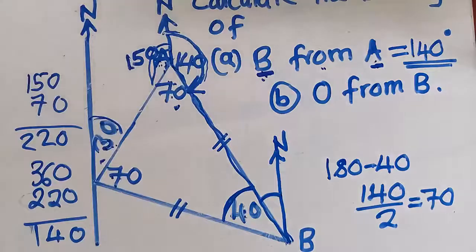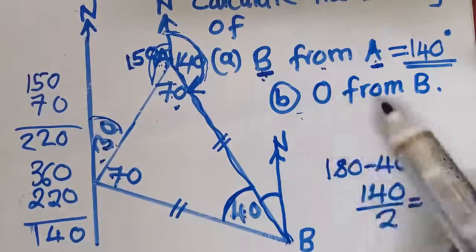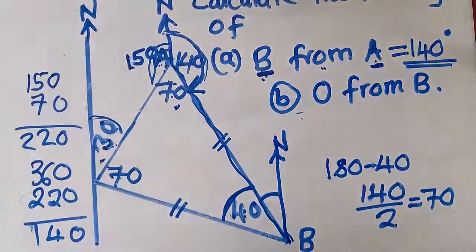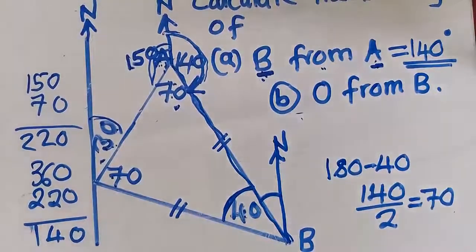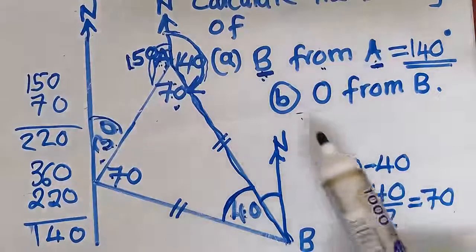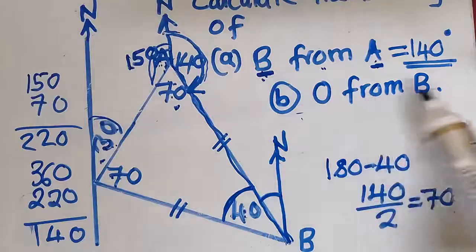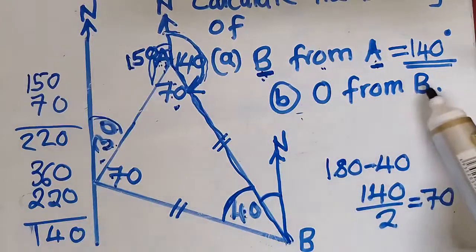Okay, so let us now move to part B. How can we answer this part? What is part B saying? We want to find the bearing of O from B. Have you seen? The bearing of O.